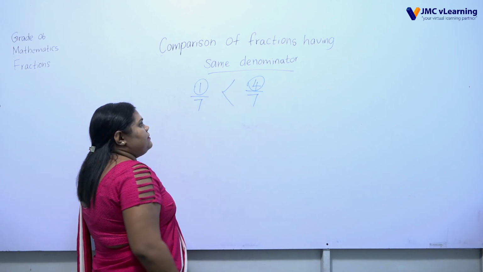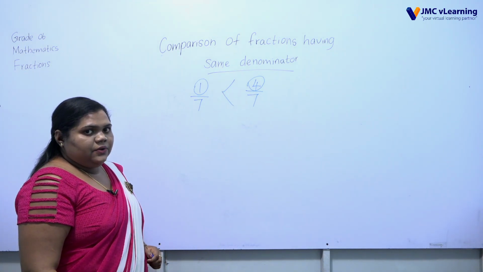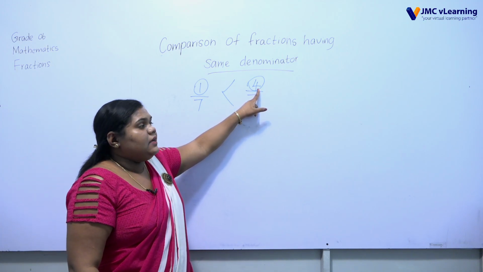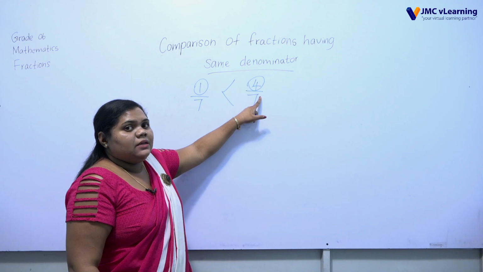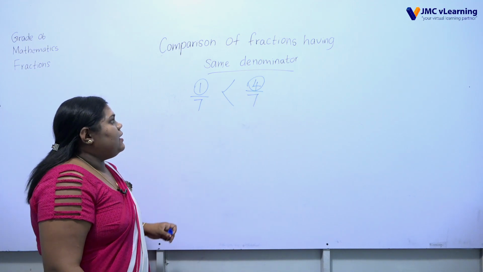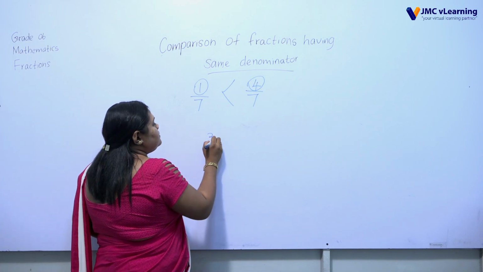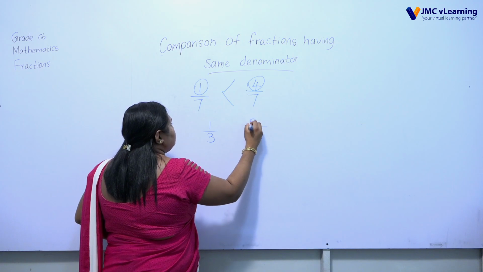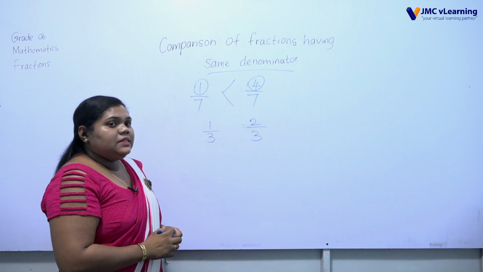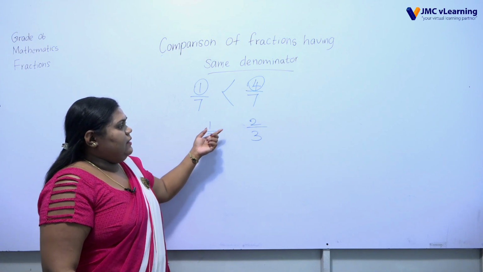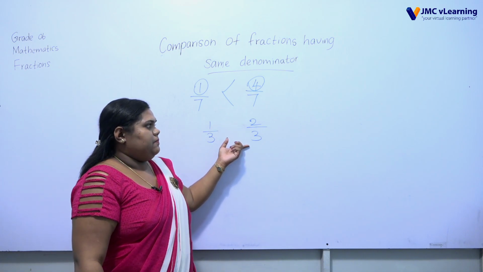So we want to write like this. Are you clear? It means if the fraction has the bigger numerator, that fraction we can take as the bigger one. Okay children? Okay. Now 1 out of 3 and 2 out of 3. Now when we compare these two fractions.